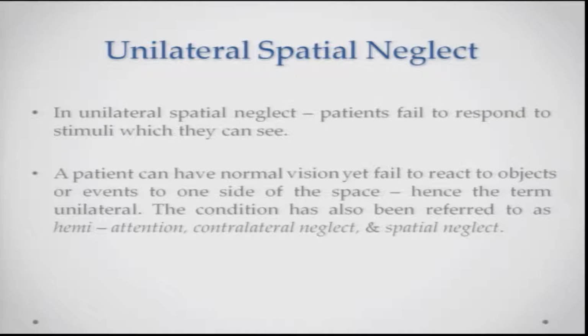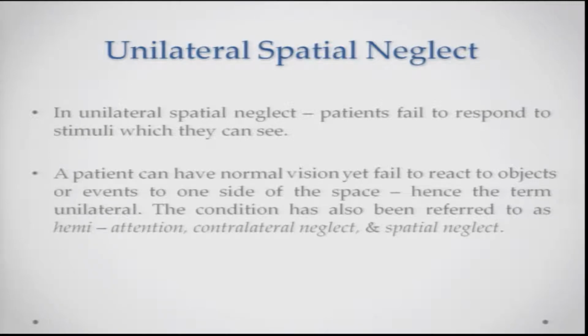One of these very interesting disorders that one comes across is the disorder called unilateral spatial neglect. There are other names for the same disorder as well, for example hemi-attention or contralateral neglect or spatial neglect, etc. Now, what happens in this particular disorder? In unilateral spatial neglect, which we will refer to as USN, patients fail to respond to stimuli which they can actually see.